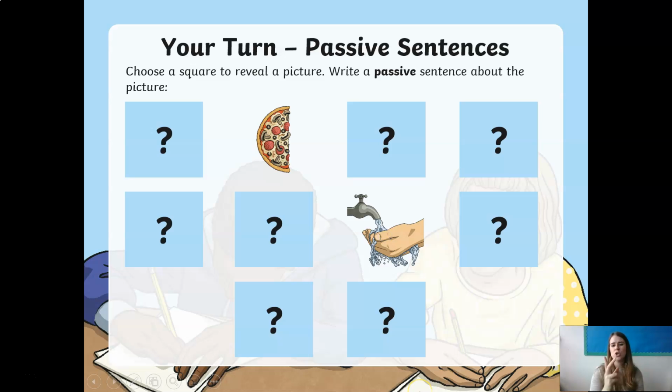What about this one down here? Washing your hands or running your hands under the tap. Pause the video. Can you write me a passive sentence? So I could just say the tap was running. Okay, or the water was running. Or the hands were being washed. Okay, so we could change it to a passive sentence. What about this one? These children here playing on the computer. Okay, pause the video. Can you write me a passive sentence? Okay, so it could be the computer was being played on. Okay, or the computer was being played on by Charlie and Sandra. Okay, so I've got the word by in there.